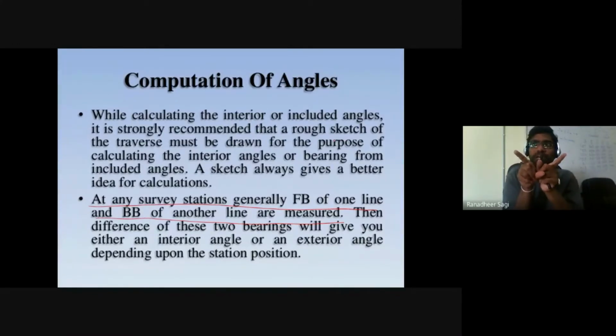Which survey line do I call the forebearing, and for which do I talk in terms of the back bearing? The survey line which is in the direction of the traverse, you will call the forebearing. The other survey line you will call the back bearing. Then the difference of those two bearings, the difference of your forebearing and back bearing, or back bearing and forebearing, will give you either an interior angle or an exterior angle. From the problem we have solved or are about to solve, you will understand these statements I am talking about.